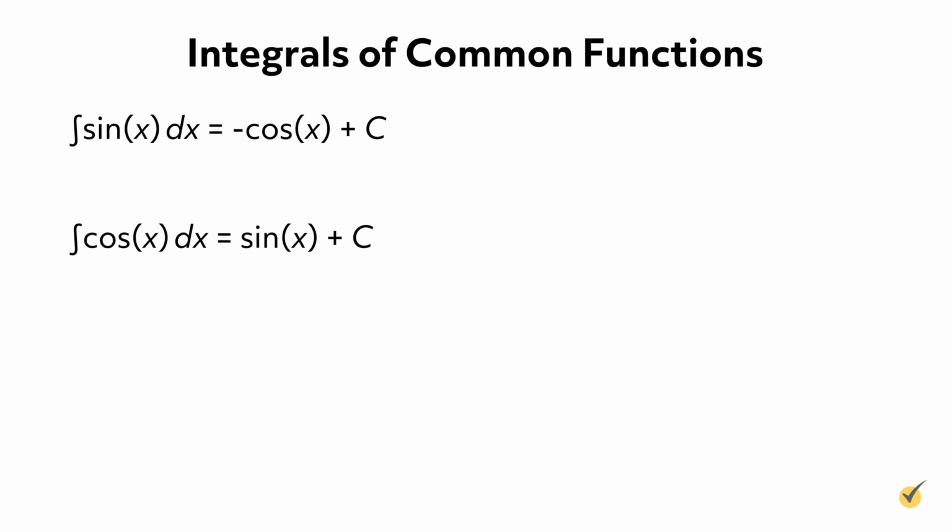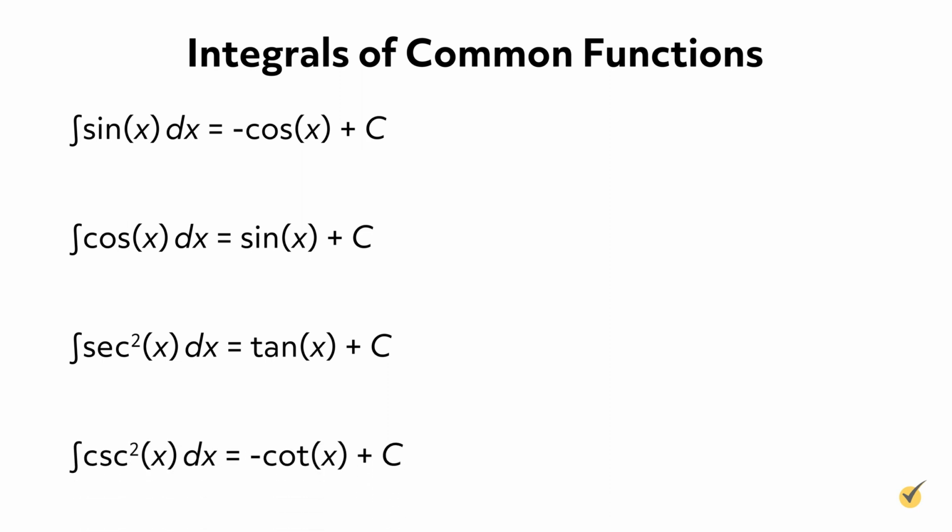Likewise, the integral of cosine of x is familiar. We know it must be sine of x plus c. The next integral I want you to write down is the integral of secant squared of x, which is tangent x plus c. Next, the integral of cosecant squared of x is negative cotangent of x plus c.